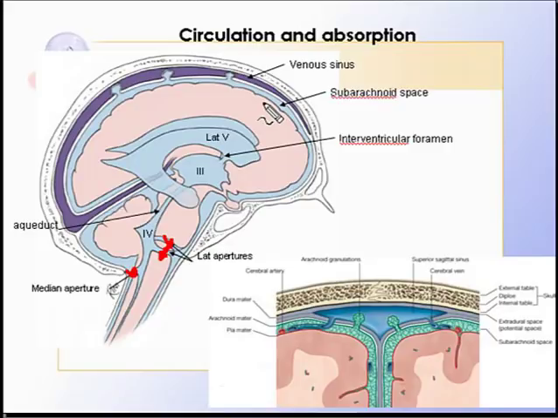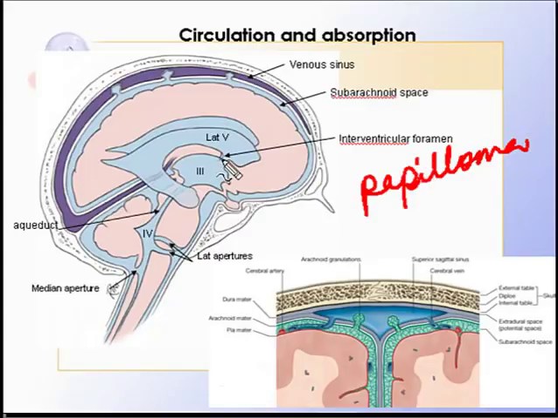subarachnoid space. Now, the second way there could be a problem is if there's an overproduction of CSF. This is rare, and usually the overproduction is because there is some sort of a tumor of the choroid plexus, and that is known as a papilloma of the choroid plexus, and that's a pretty rare condition. Most often it is because of circulatory problems.